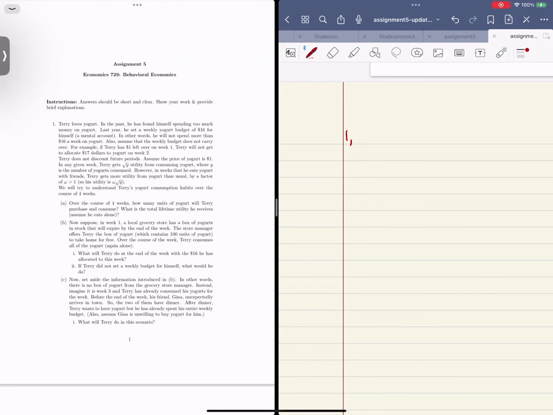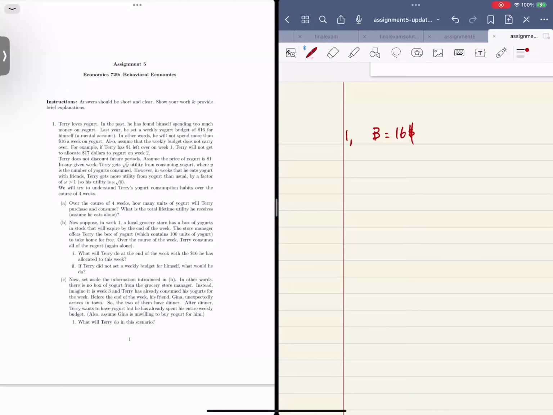Okay. So question one. Terry loves yogurt. In the past, he has found himself spending too much money on yogurt. Last year, he set a weekly yogurt budget of $16 for himself. So budget equals $16. A mental account. Okay. In other words, he will not spend more than $16 a week on yogurt. Also assume that the weekly budget does not carry over. For example, if Terry has $1 left over in week one, Terry will not get to allocate $17 to yogurt on week two.